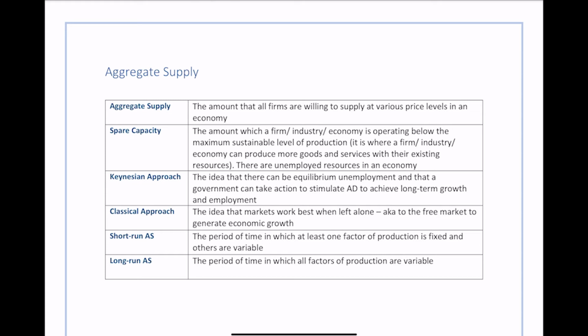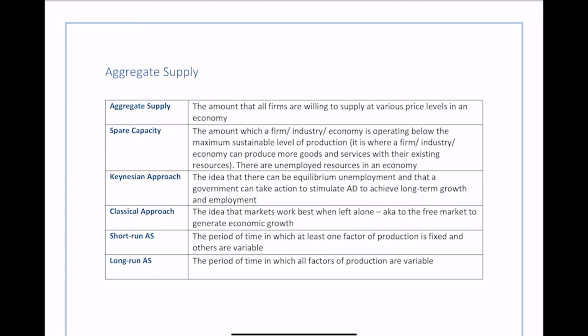And then the classical approach, which is the idea that actually the markets work best when left alone. So basically you want the free market to do what it does to generate economic growth. The idea with the classical approach is that people should not be interfering and trying to make certain things happen, like boosting aggregate demand or boosting or reducing aggregate supply, because they say that actually if you leave it alone, it will do the best that way.